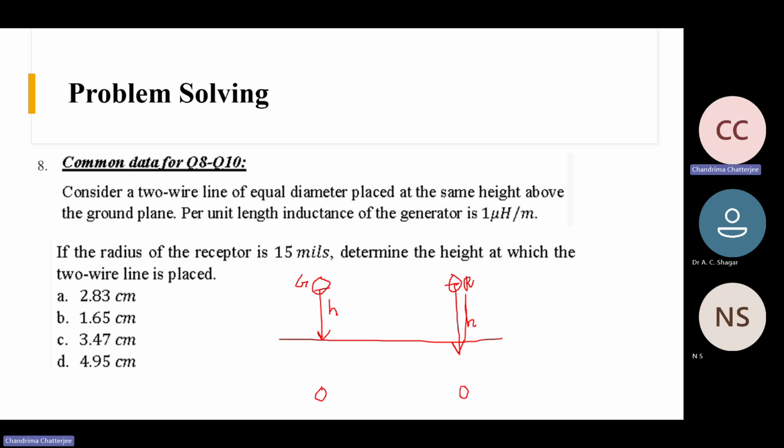So here also the image conductors will come. These are image conductors at the same height from the ground plane but in the opposite direction.